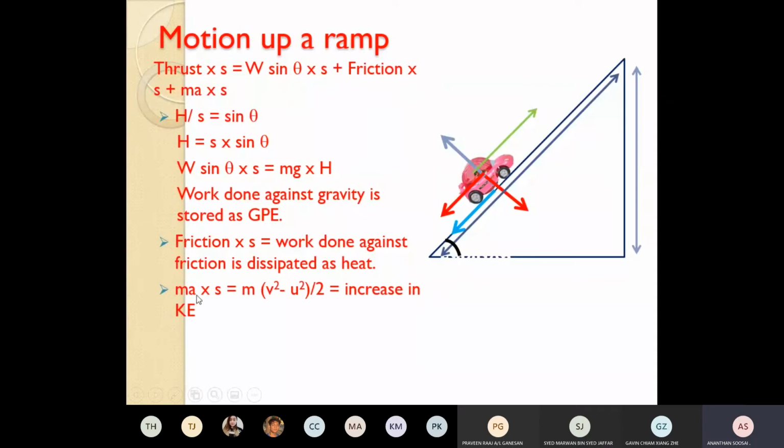And the third, mas: when deriving the kinetic energy formula we also get mas is the same as half mv squared minus half mu squared. Increase in kinetic energy is mas. So mas here is gain in kinetic energy. So work done by the thrust, by the engine, is always the same as the gain in GPE, gain in kinetic energy, plus heat. The fourth is sound, but it is not included because it is very, very small compared to the other three. So in A level we ignore sound.